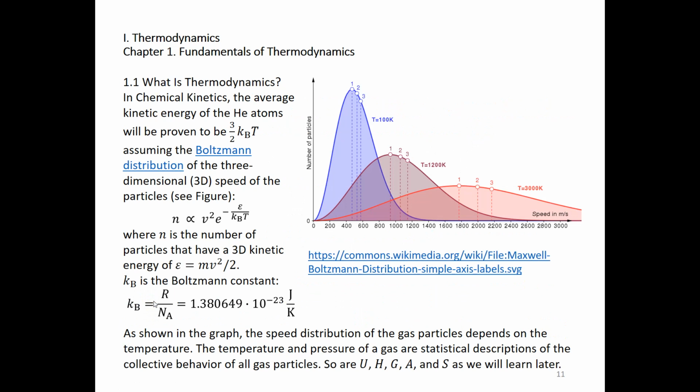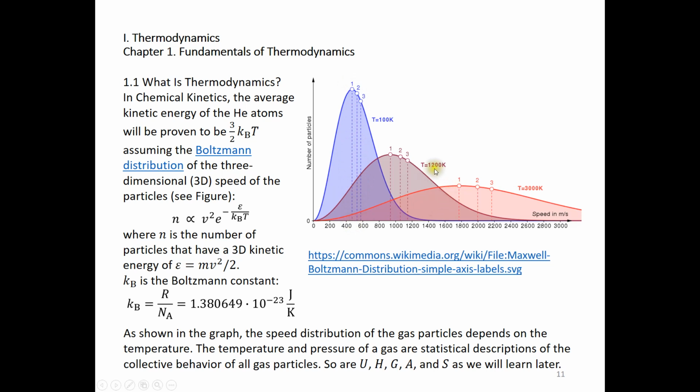Alright, I want to show you the distribution of the three-dimensional speed over here. So if you look at this graph, there are three different temperatures: 100 Kelvin, 1200 Kelvin, and 3000 Kelvin. On the vertical axis, it says number of particles. On the horizontal axis, it says speed in meter per second. Again, this is actually three-dimensional speed. So from this graph, you can see actually we have more particles with this speed at 100 Kelvin. This is a little above 400 meter per second.